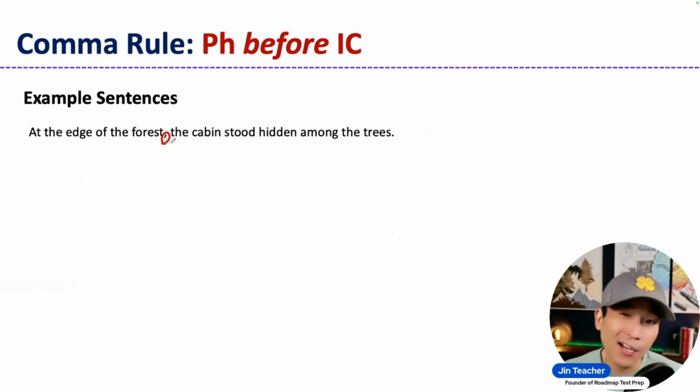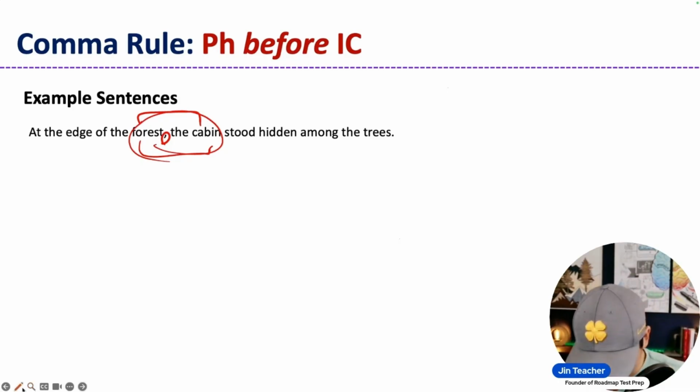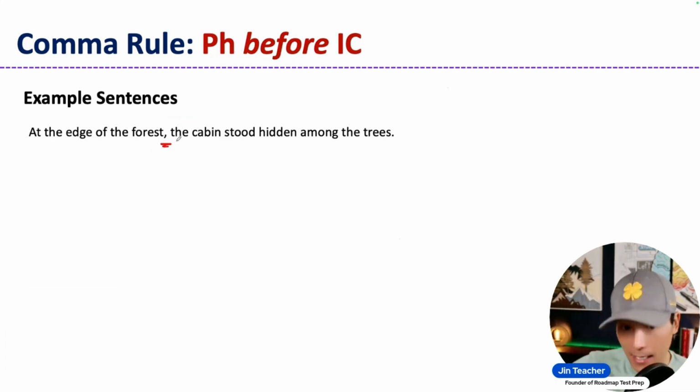Really straightforward. Now, how do you know this comma is going to be used to separate the phrase from the independent clause? Well, part of it is, when you read the sentence, you wouldn't read this like it's one fluid thought, right? You wouldn't say, at the edge of the forest the cabin, the forest the cabin. You wouldn't read this like it's one connected thought. That's how you know that there should be a break, or a pause, between this information. So this is how you know that the comma is going to be placed here to separate the phrase from the independent clause, okay?